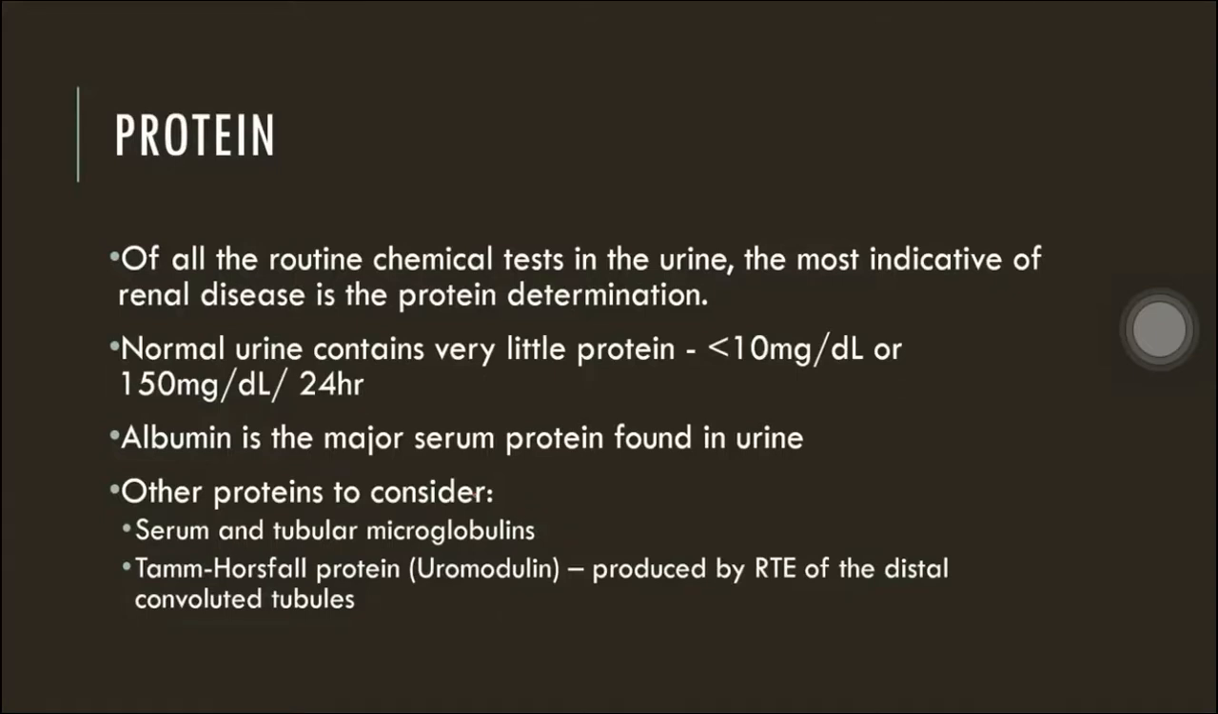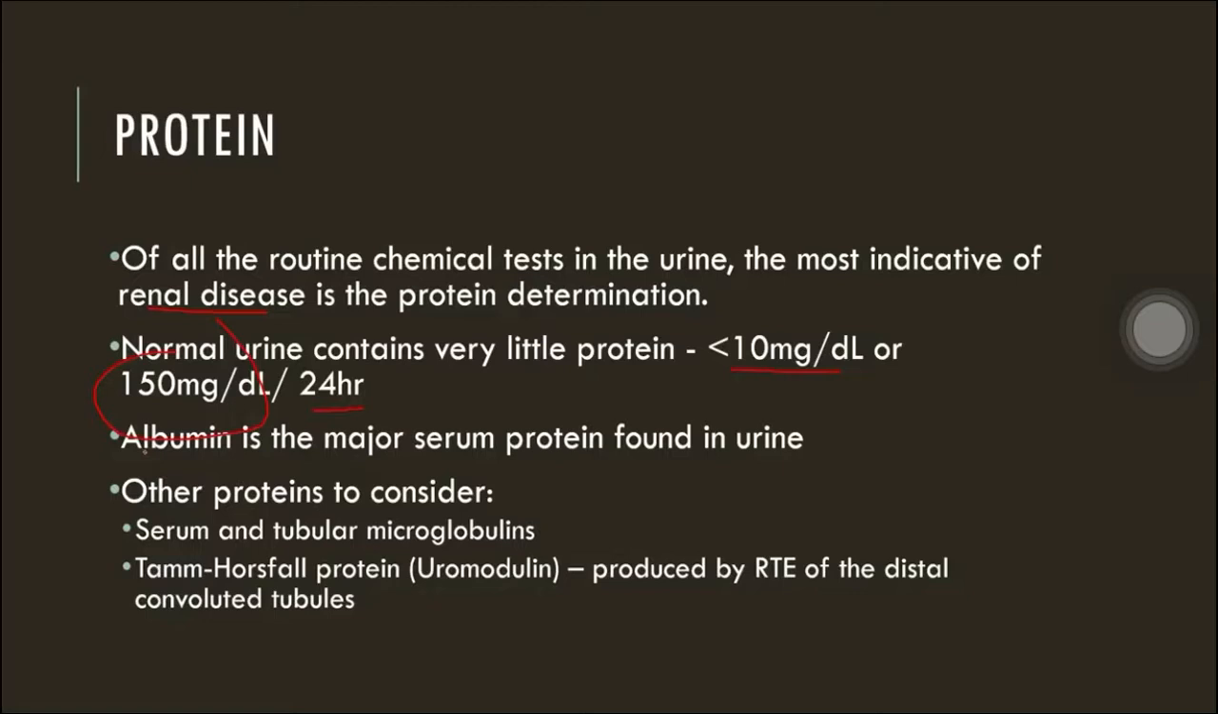Next, we now go to protein. Of all the routine chemical tests in the urine, the most indicative of renal disease is the protein determination. But take note, protein is considered a sensitive but not specific indicator of kidney disease. So again, a sensitive but non-specific indicator of kidney disease, protein. Normal urine contains very little protein, less than 10 milligram per deciliter or 150 milligram excreted every day or 24 hours.